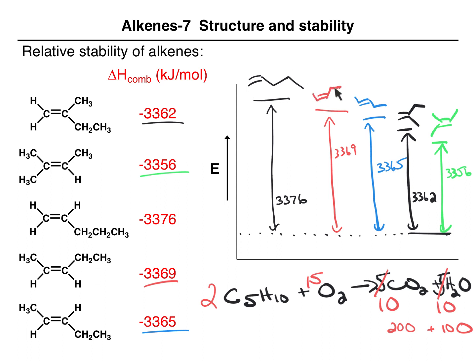These have two alkyl substituents on the sp2 carbons, so these are all disubstituted. This one has three alkyl substituents and only one hydrogen connected to the alkene carbon, so this one is trisubstituted. One thing that we can see in general is that the more substituted, the more stable the alkene is. That doesn't get into the nuances of the differences between here, but the monosubstituted is the highest energy, the disubstituted are in the middle, and the trisubstituted is the lowest energy.